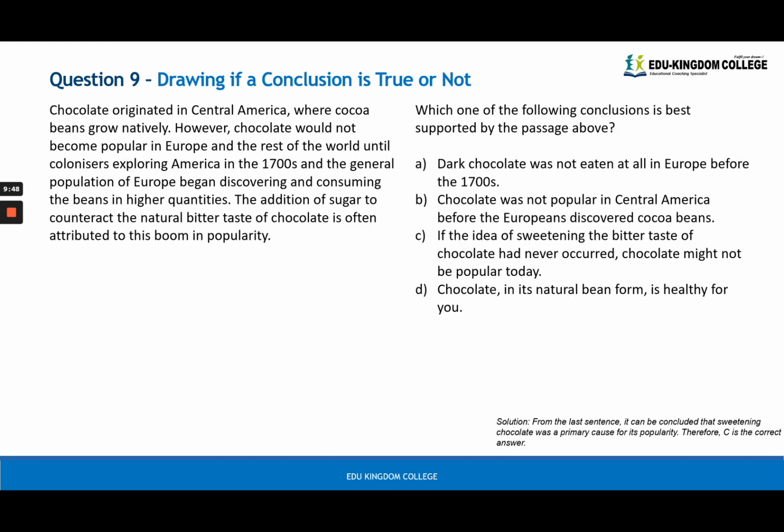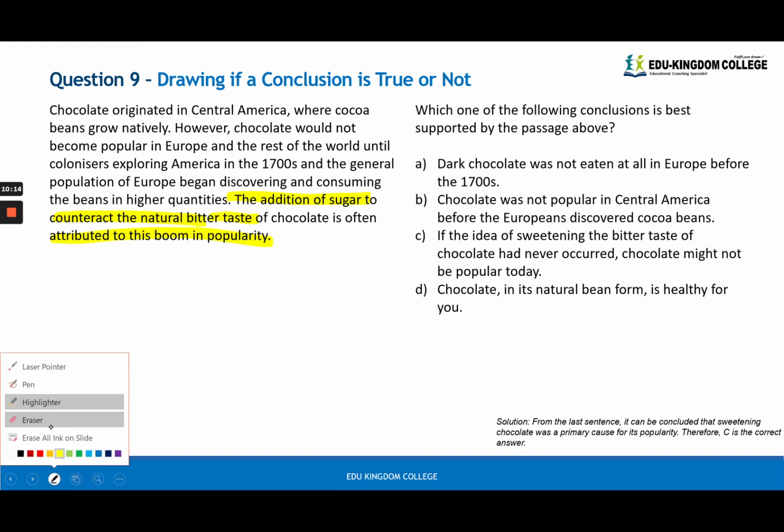Draw if a conclusion is true or not. Okay, so chocolate originated in Central America. Cocoa beans grow natively. Now, chocolate won't be popular if the addition of sugar to this natural bitter taste wasn't attributed. That's basically the main point. This addition of sugar is very important because it contributed to this boom in popularity.